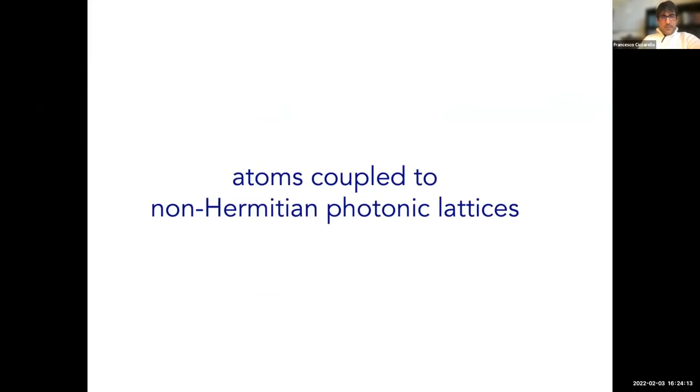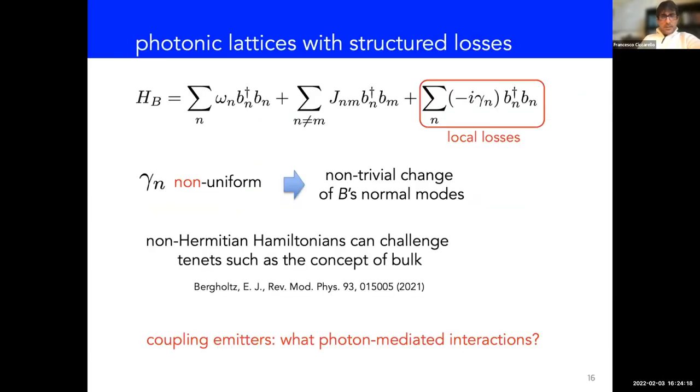Okay, let me just briefly sketch what we did regarding atoms coupled to a non-Hermitian photonic lattice. Assume now that I'm given a photonic lattice which is lossy. So it's in fact coupled to some sort of super bath. And so far I've been discussing the case where the structure of the photonic lattice, and this can be a structure admitting topological phases, results from the pattern of coupling strength between cavities.